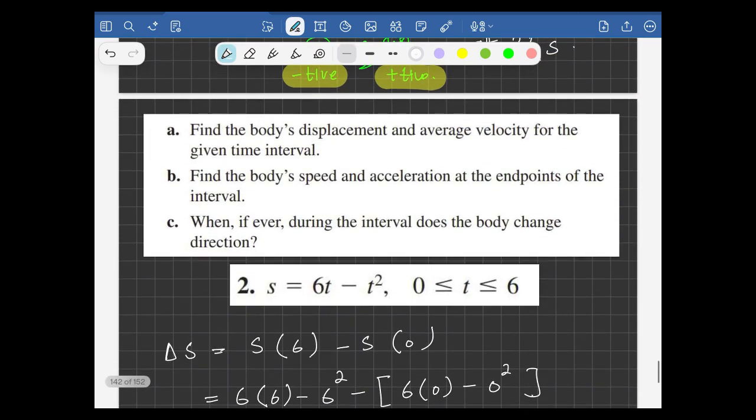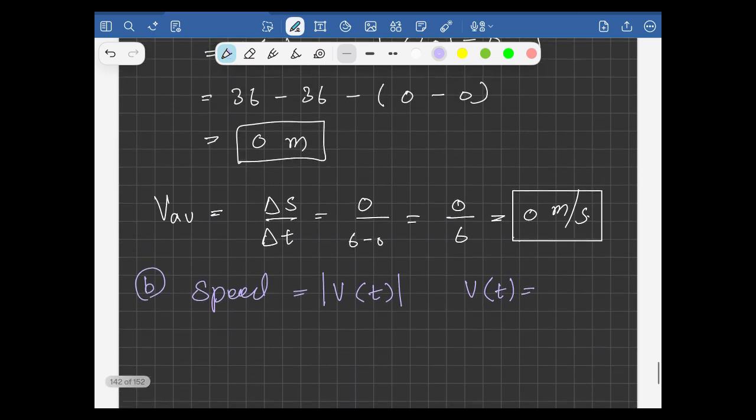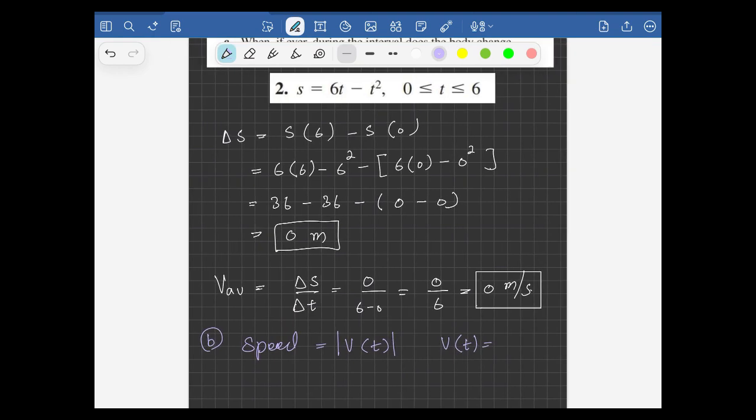Okay, the second part says find the body speed and acceleration. Body speed, which we already know, equals the absolute value of the velocity. So what's the velocity? Let's find the velocity first. Velocity equals the first derivative of the function. If we find the first derivative of the function here, it's going to be 6 minus 2t. 6 minus 2t becomes the first derivative of the function.